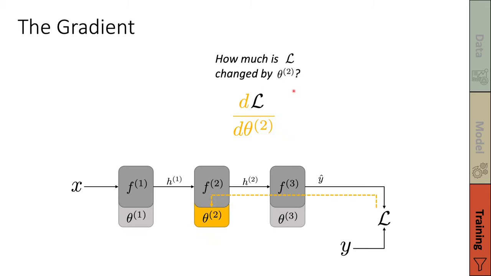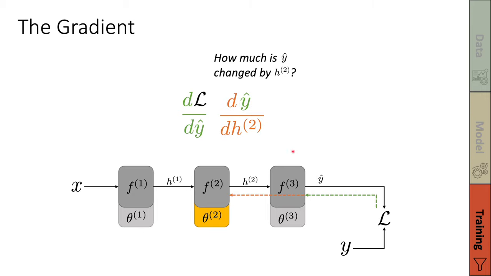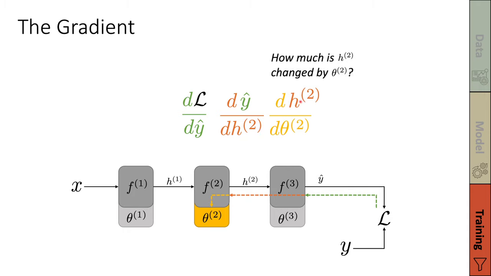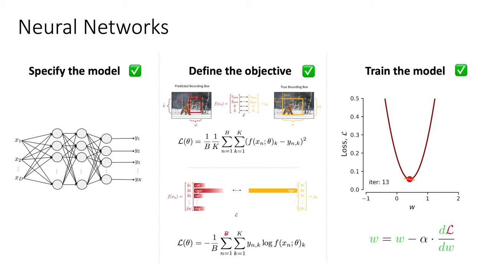Can we do the same for the second layer? How much is the loss changed by theta 2? Can we find it out in the same way? Let's try it. First, we compute how much the loss is changed by y hat. That's dl dy hat. Then, how much the output of the third layer, so the network's output, is changed by the output of the second layer. That's dy hat dh2. Finally, how much is the output of the second layer, dh2, changed by the parameters d theta 2. And this gives us, through the chain rule, the derivative of the network's loss with respect to the parameters of the second layer theta 2. And with this principle, we can compute the derivative for any given layer and for all the parameters.